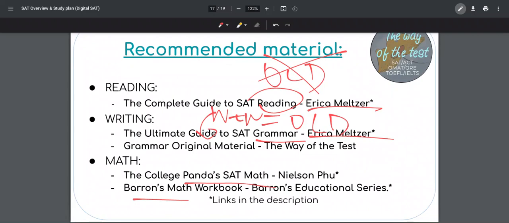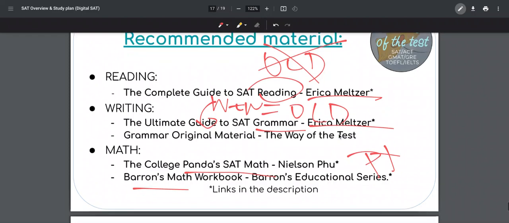Okay. I also don't recommend that you do practice tests from any editorial that is not an official source. I recommend that you only use official sources. You can use Khan Academy, but do not do practice tests from any other editorial.